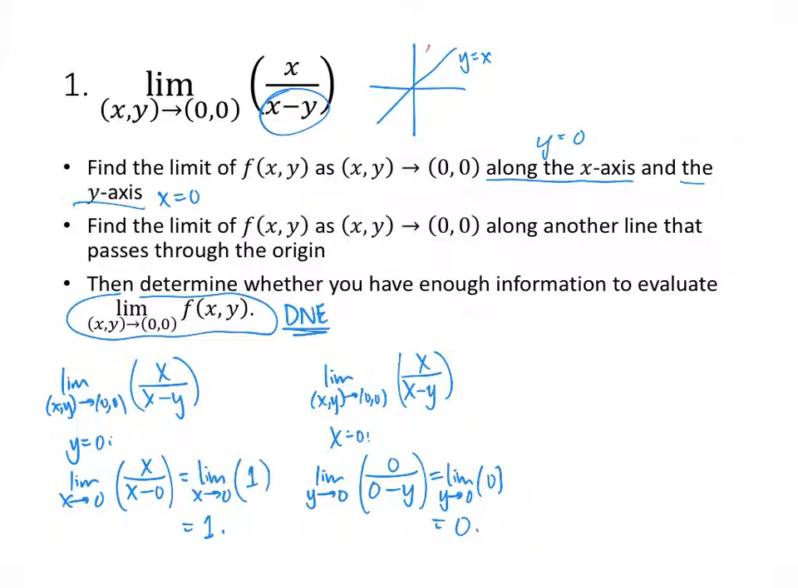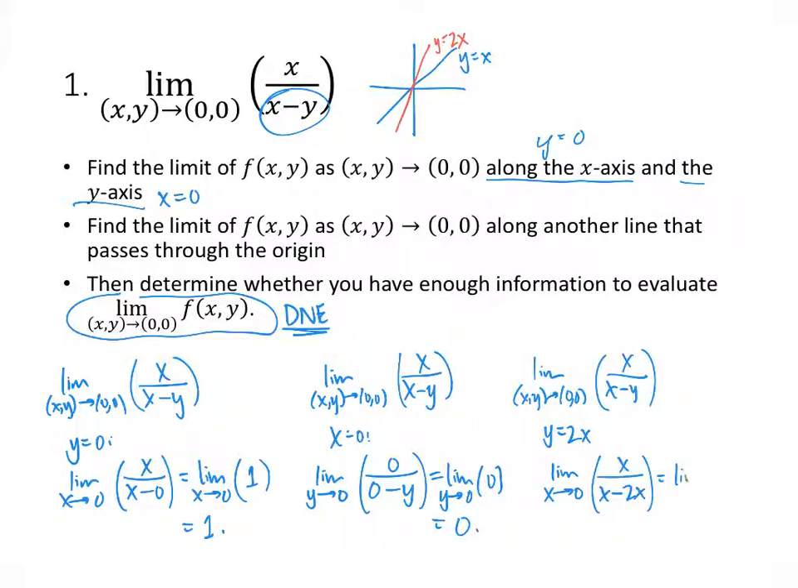Let's instead use y equals 2x, the line through the origin that has slope 2. Again, we're looking at the limit of x over x minus y. If we let y equal 2x, there aren't going to be any y's anymore, so we're just looking at the limit as x goes to 0 of x over x minus 2x. That's just negative 1, because we have x on the top and minus x on the bottom. So we got a third different result as (x,y) approaches (0,0). Definitely this limit does not exist.